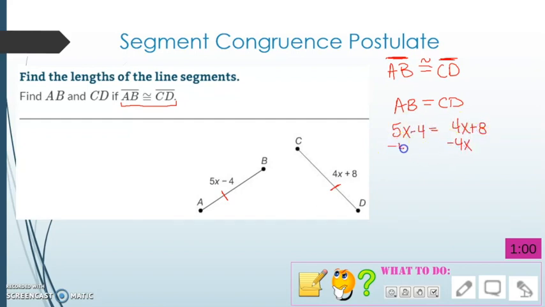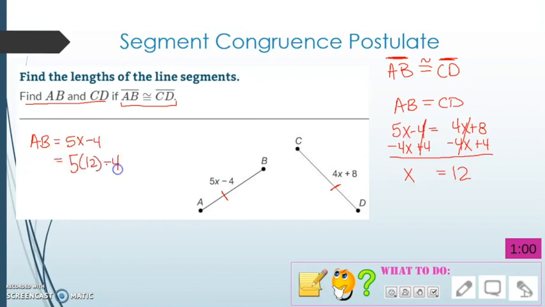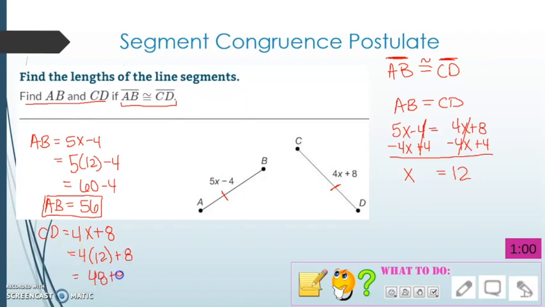So I'm going to subtract 4x on each side. I'm also going to add 4 on each side. So I'm left with 1x, or just x. These cancel as well, is equal to 8 plus 4, which is 12. All right, so that is my value for x. But the question asked, find AB and CD. So the length of AB is 5x minus 4. If x is 12, that means it's going to be 5 times 12 minus 4. 60 minus 4, and 56 is the length of AB. So CD is going to be 4x plus 8. 4 times 12 plus 8, 48 plus 8, and we get 56 is equal to CD.